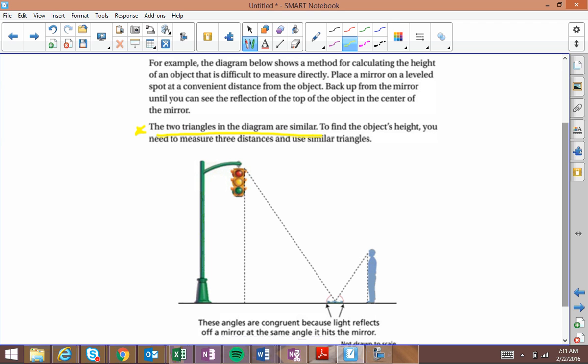We know they are similar because of this fact right here. The angles are congruent because the light reflects at the same angles. We know that this angle and this angle are the exact same. Now, having just one congruent angle is not enough to say they are similar. However, both of these triangles are right triangles. So now we have our two congruent corresponding angles, which means these are similar. Since we have two corresponding congruent angles, we know that our third one will also be congruent as well. Okay. So now let's do a couple example problems.